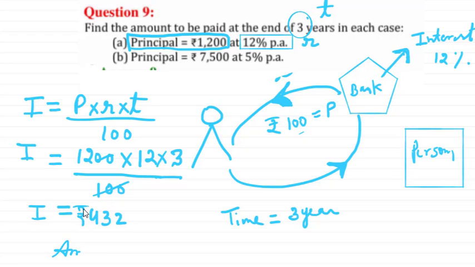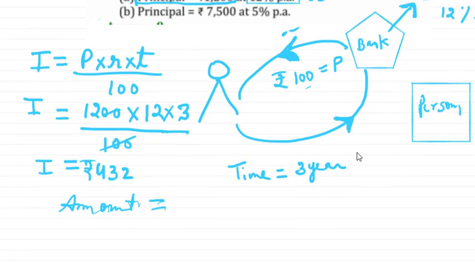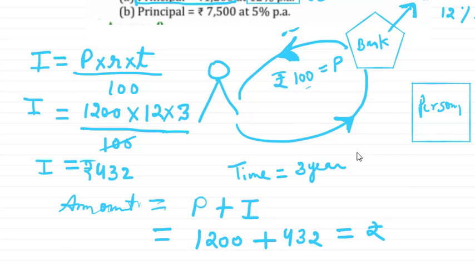Now what he pays back is called the amount. The amount will be the rupees he has already taken, that is the principal sum, plus the interest. So here the principal he took is rupees 1200 and the interest is 432. So the total amount paid by him will be rupees 1632. This is the amount he is going to pay.